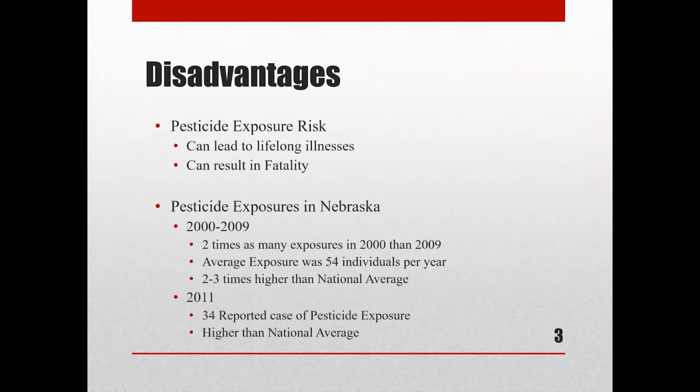The disadvantage associated with the use of pesticides is the risk of pesticide exposure. If an individual experiences pesticide exposure, they are at risk of lifelong illnesses and even fatality. In 2009, in Nebraska, there was an average exposure of 54 individuals per year, which was 2 to 3 times higher than the national average. And in 2011, there were 34 reported cases of pesticide exposure, also higher than the national average.